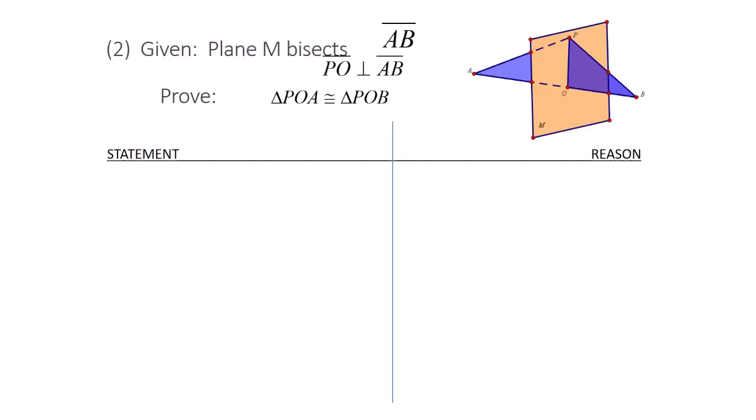Here's another proof. So we're given plane M bisects AB, and that segment PO is perpendicular to AB. All right, so I'm going to write those out.